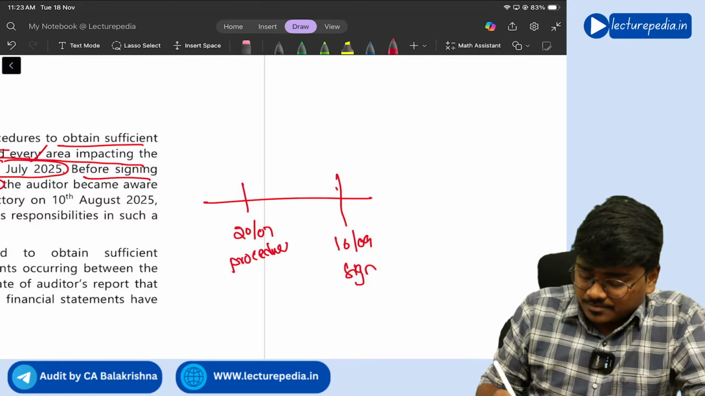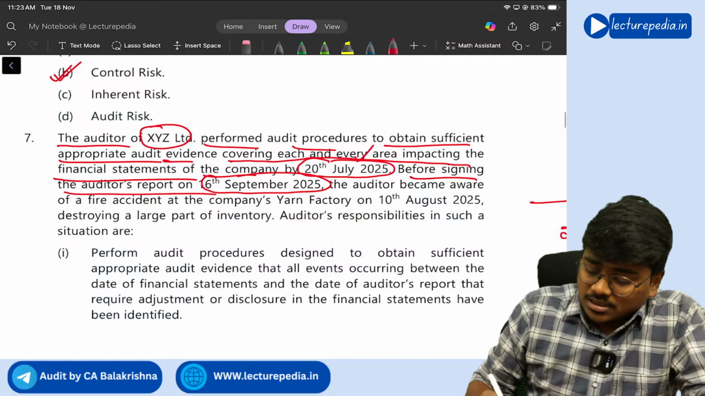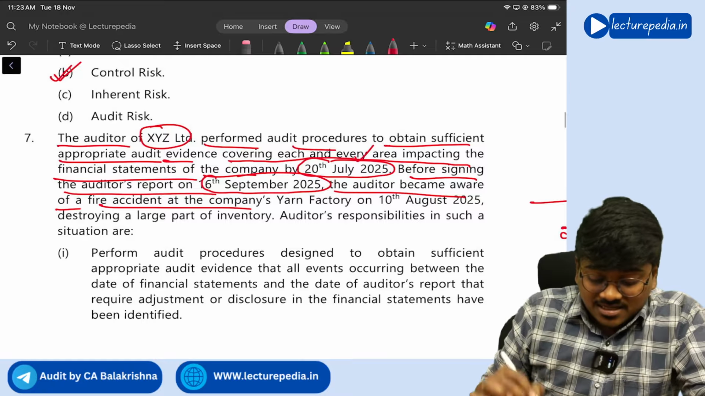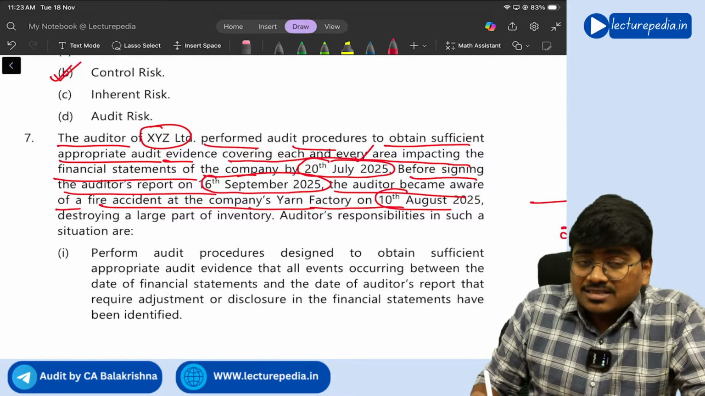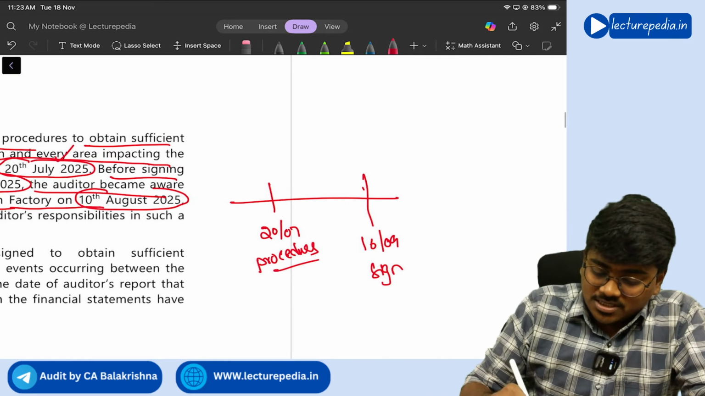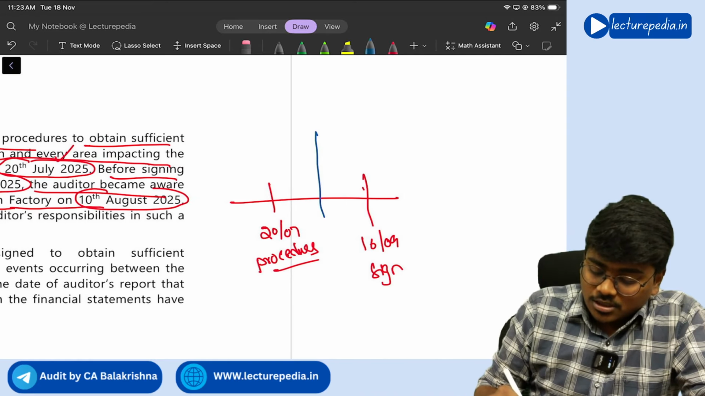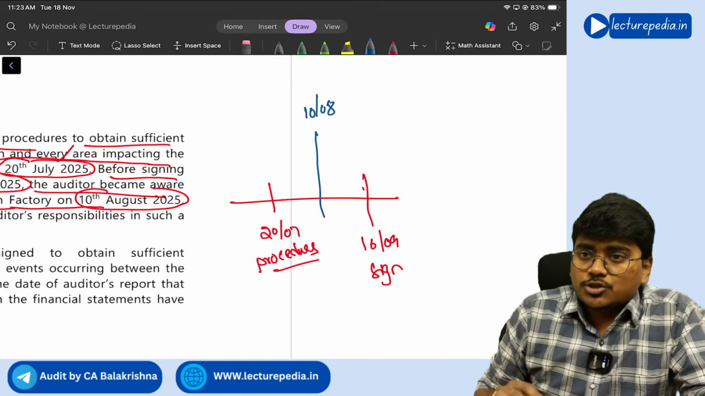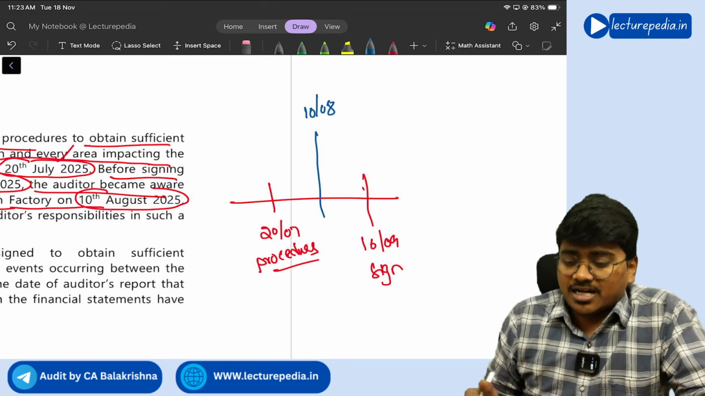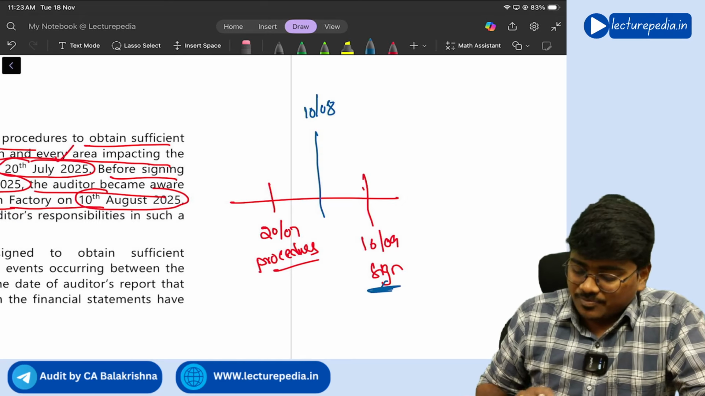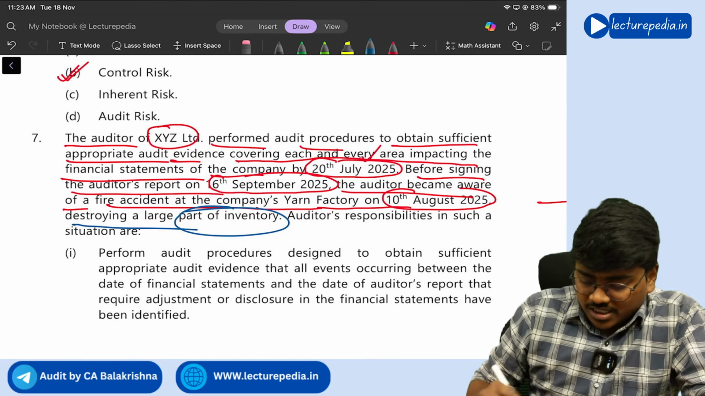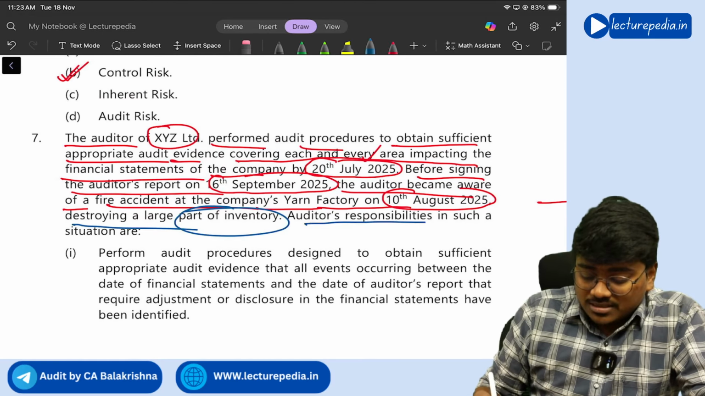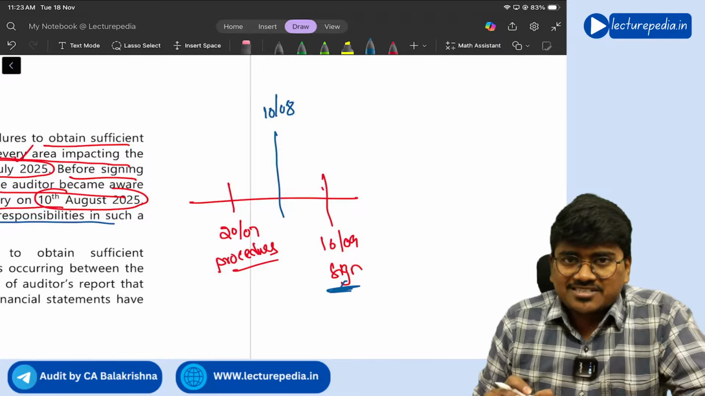Procedures completed. Okay. The auditor became aware of a fire accident at the company's yarn factory on 10th August 2025. That means in between, on 10th August 2025, a fire occurred before signing the audit report, destroying a large part of inventory. What is the auditor's responsibility in such a situation? So this is a subsequent event, correct or not?